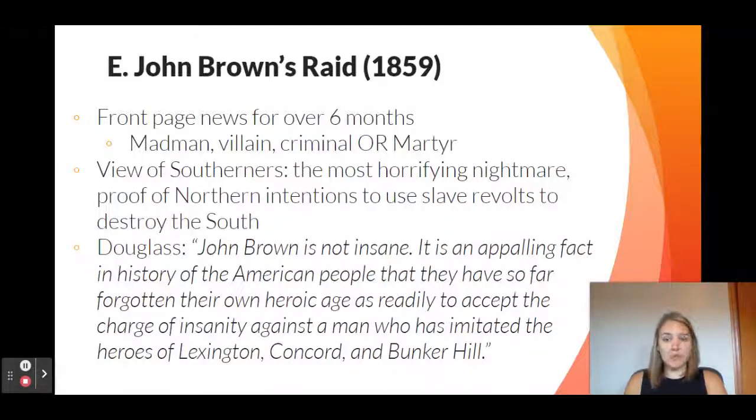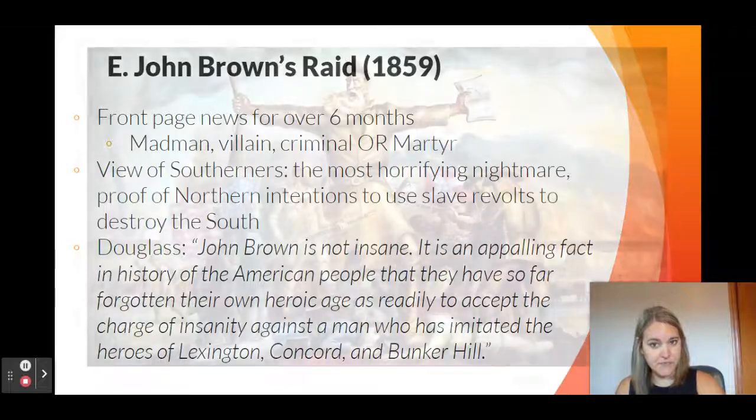He was referred to mostly by Southerners as a madman, a villain, a criminal, but in the North, he was more referred to as a martyr for the cause of slavery. And so Douglass, again, has a quote about John Brown. He says, John Brown is not insane. It is an appalling fact in the history of the American people that they have so far forgotten their own heroic age as readily to accept the charge of insanity against a man who has imitated the heroes of Lexington, Concord, and Bunker Hill. So Douglass here is saying that John Brown is acting just like our Revolutionary War heroes, and yet we are calling him insane.